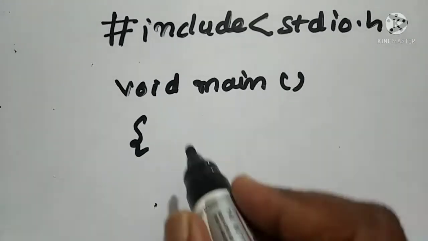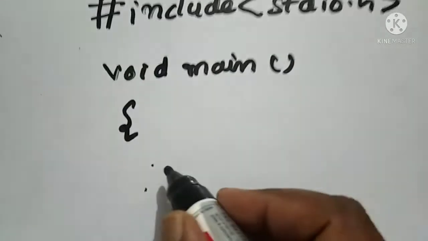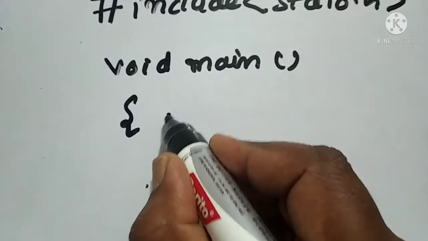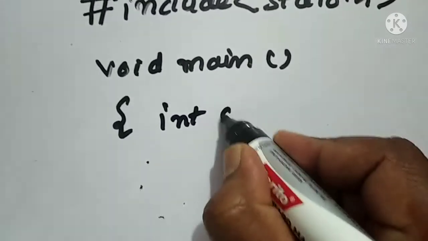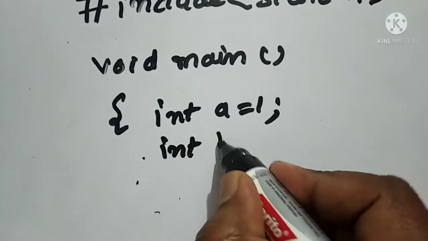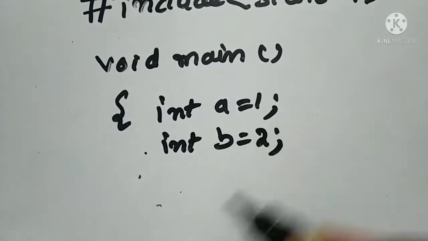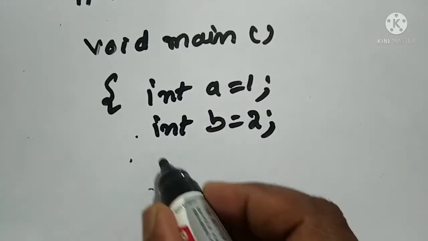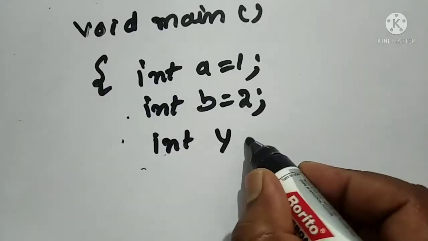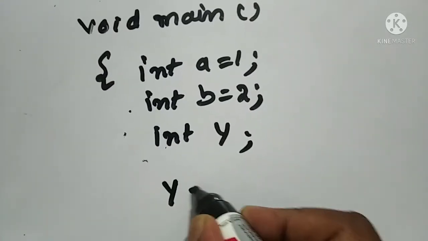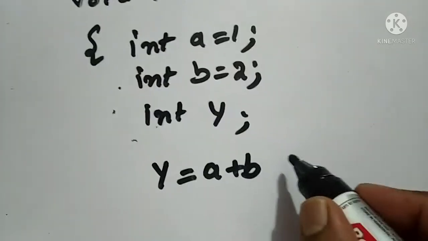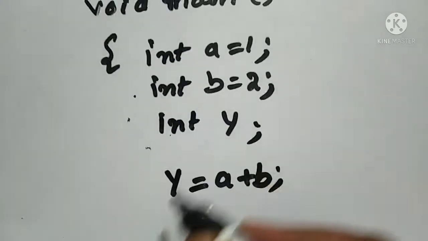Now if I want to display something, let us use the expression above. int a = 1, int b = 2. Now I want to display a value called y, with a semicolon. I don't know the value of y yet. y is equal to a plus b. I want to display this value.